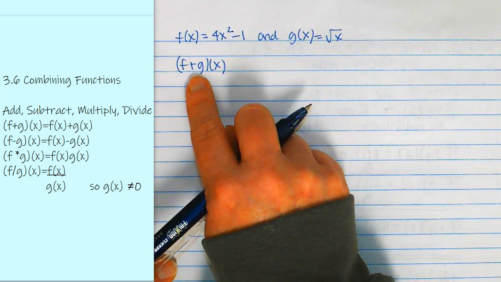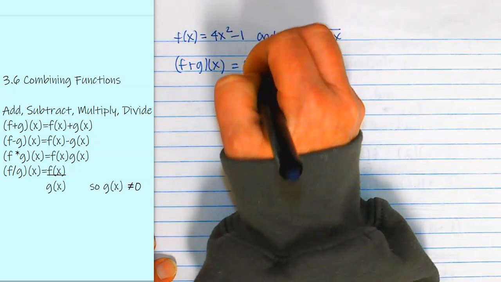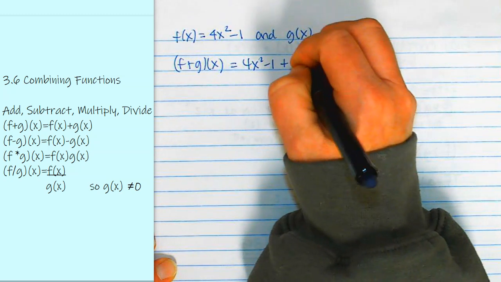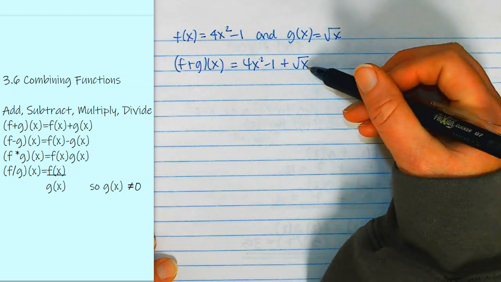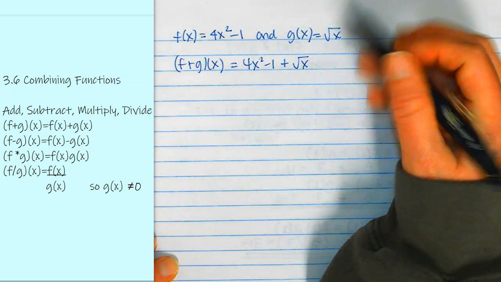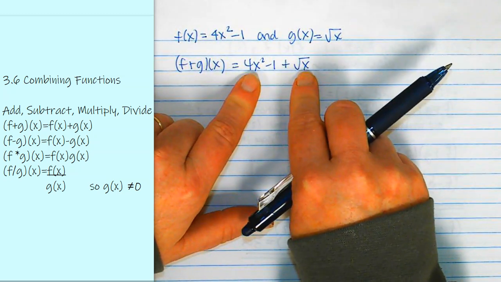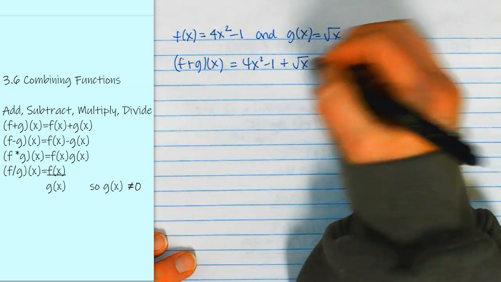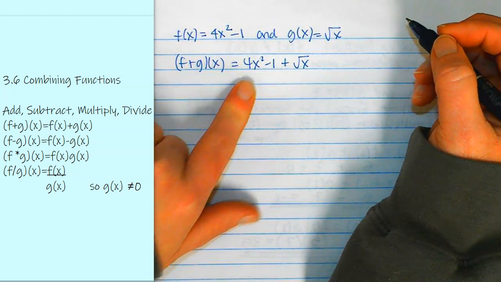So f plus g of x means we're going to add f of x, 4x squared minus 1, plus g of x, the square root of x. We would add like terms, but this doesn't have any like terms. The square root of x is x to the 1/2 power, and so none of these have the same base and the same exponent. These two have the same base, but different exponents, so we can't add them. So this one's done. This is the notation for f plus g.